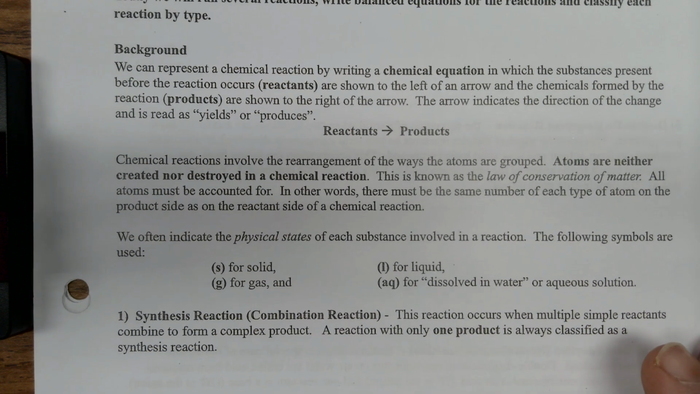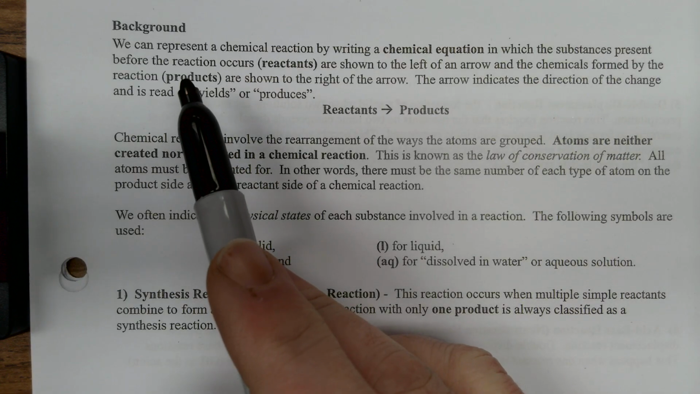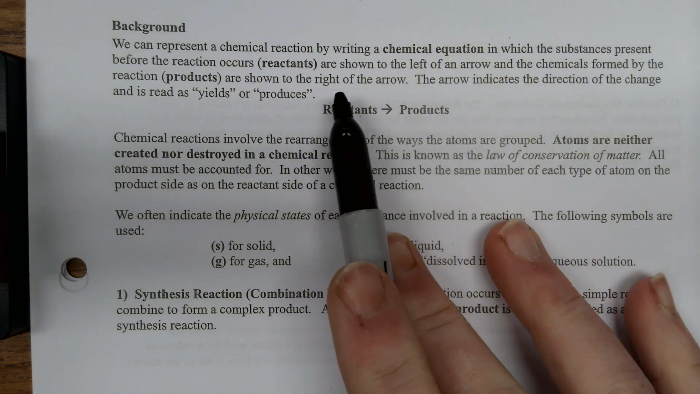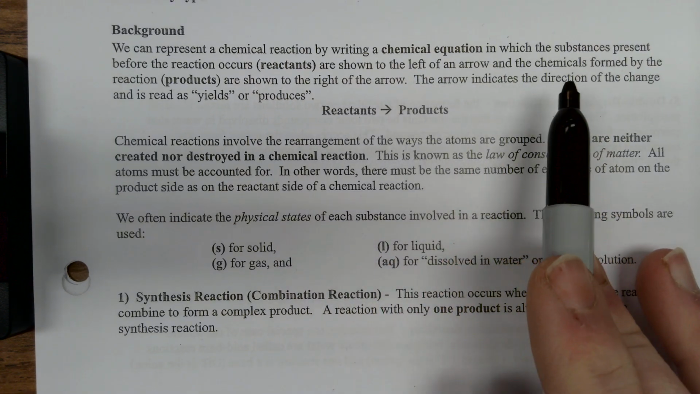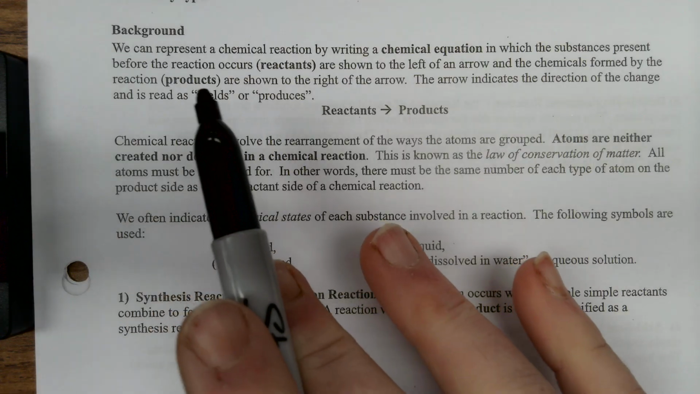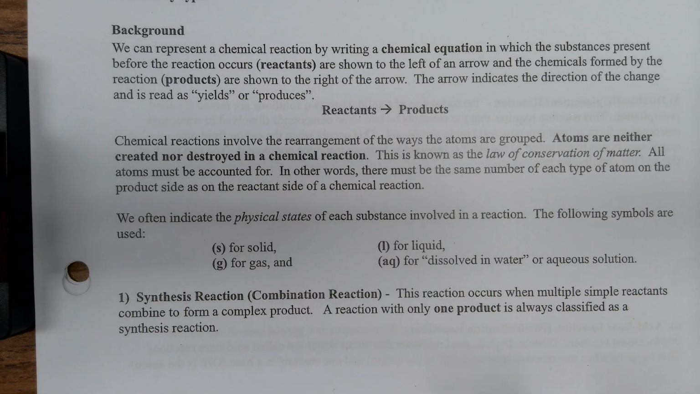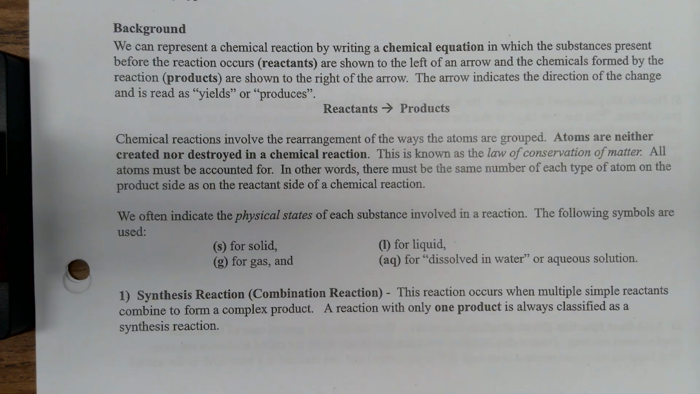We can represent a chemical reaction by writing out the chemical equation in which a substance is present before the reaction occurs. Those are my reactants. They are shown on the left of an arrow, and the chemicals formed by the reaction, the products, are shown on the right side of the arrow. The arrow indicates the direction of change and reads as yields or produces. You may have heard me say a lot of times, this and this will then yield this.